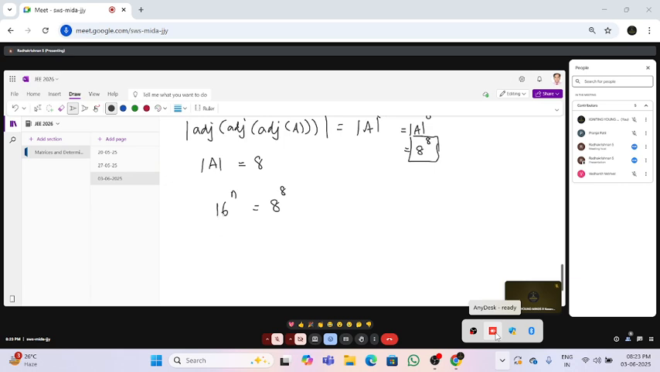So like I said, this 16 can be written as 2 to the power of 4. 8 can be written as 2 to the power of 3. You have to equate the bases. So now you can write 2 to the power of 4n equal to 2 to the power of 24. Once you have equated the bases, then you can equate the exponents. 4n equal to 24. Yes, sir. Okay.